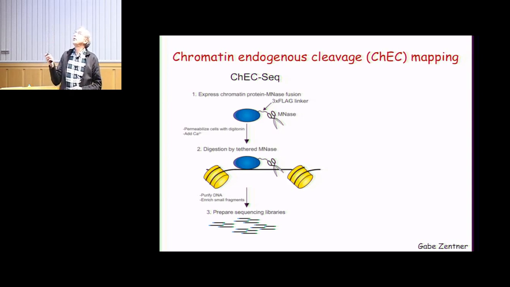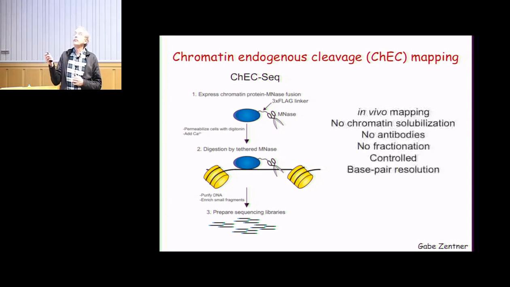The advantages include it's in vivo, cells are alive, there's no chromatin solubilization, no antibodies, no fractionation. This is very much like a method that Bas van Steensel, when he was a postdoc in my lab, came up with called DamID, where he tethers Dam methylase. But in this case, we're using MNase itself. And the advantage over DamID is that, first of all, it's controlled exquisitely by calcium. And as I'll show you, we can get near base pair resolution.